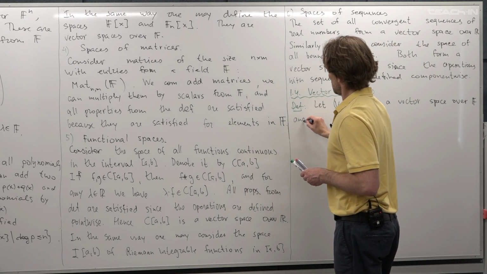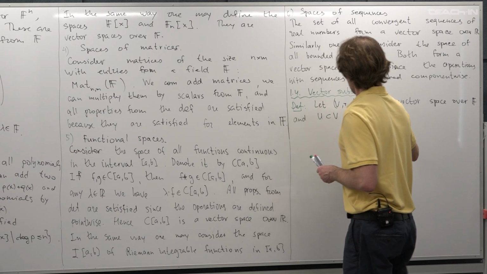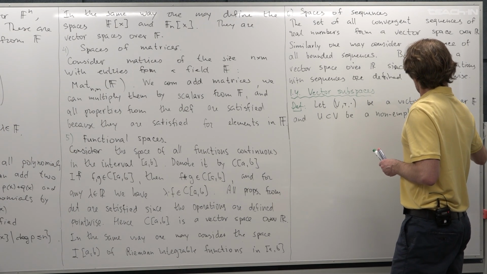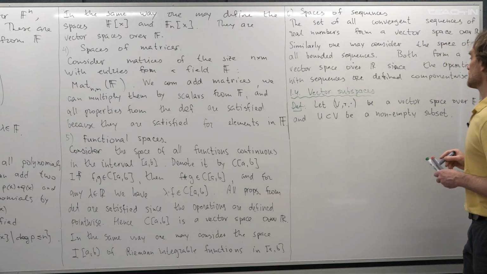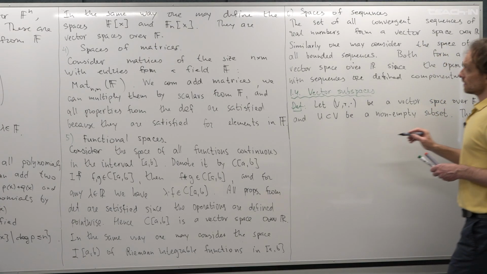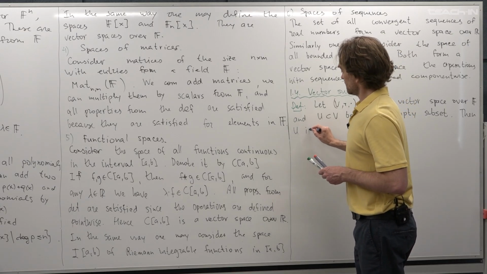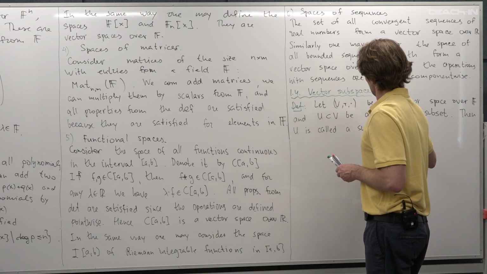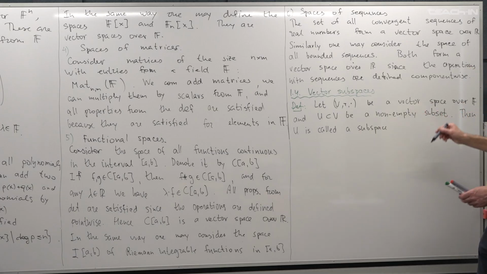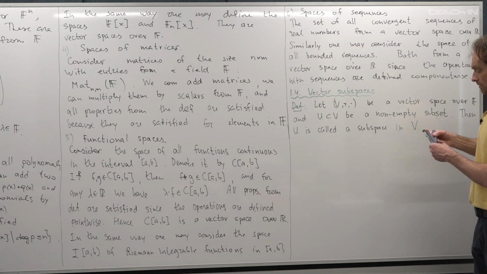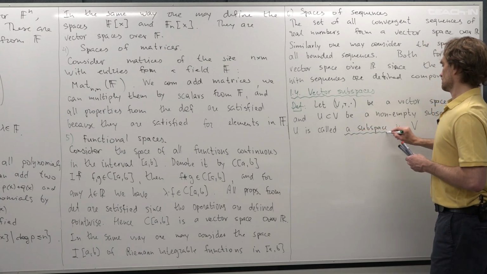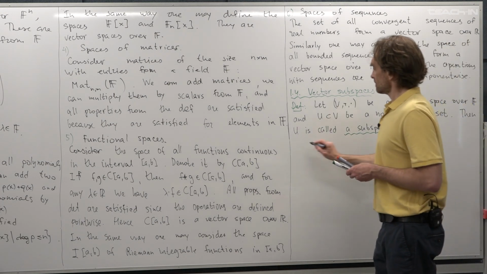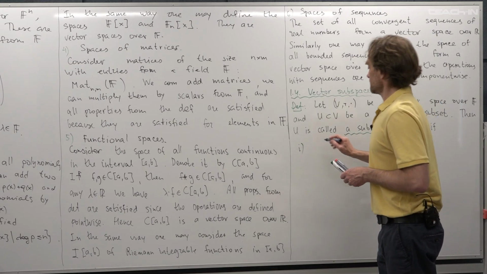and let U be a non-empty subset in V. Then U is called a subspace, or a vector subspace, a linear subspace in V, if the following two properties are satisfied.